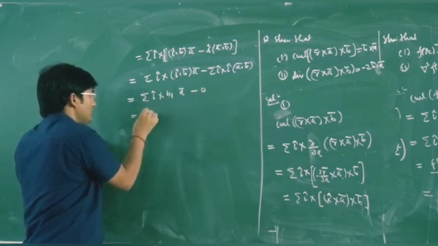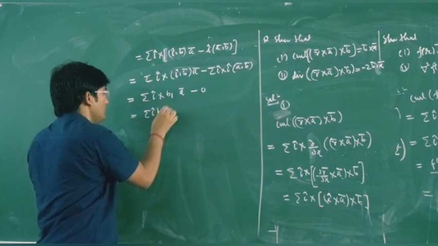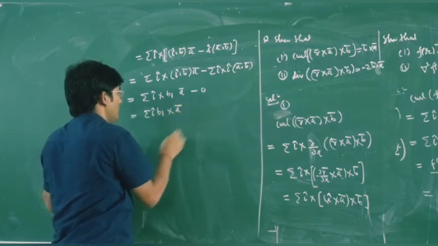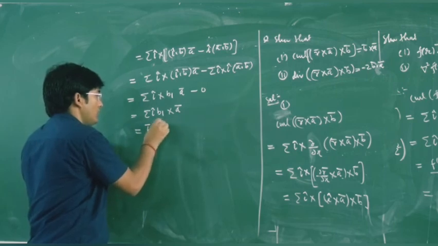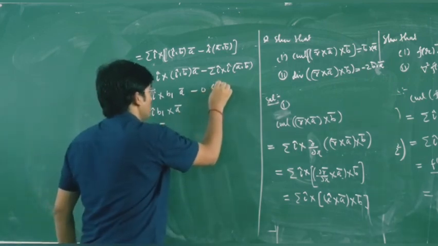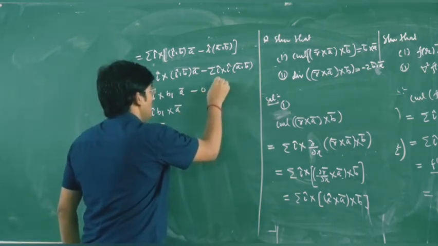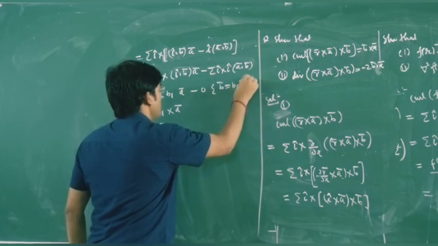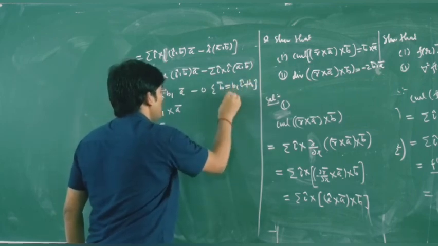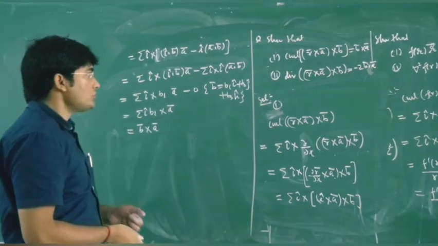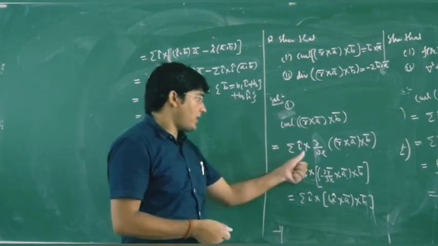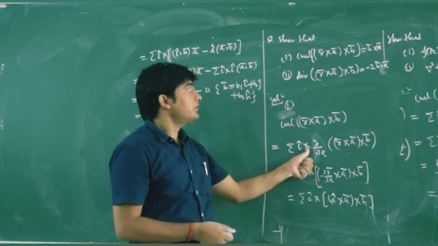Now this can be written like this, i into b1 cross a. So your i into b1 will be vector b into cross a, because b is b1 i plus b2 j plus b3 k. So this is the proof of your first part.